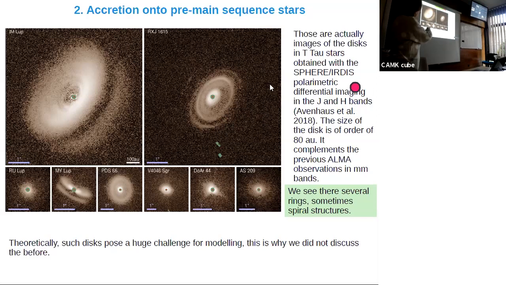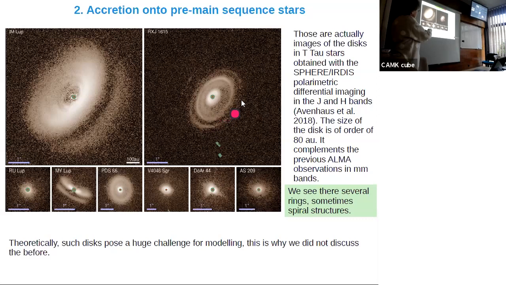Here, those are not, you know, artists' views. Those are really maps of the disk obtained with this instrument, and previously also ALMA in the millimeter band mapped those disks. So you see how this disk actually looks like. Those images are in J or H band. So you see, this is not a nice Keplerian disk like we would like to have, but it consists of rings. Sometimes you see some form of spiral waves.